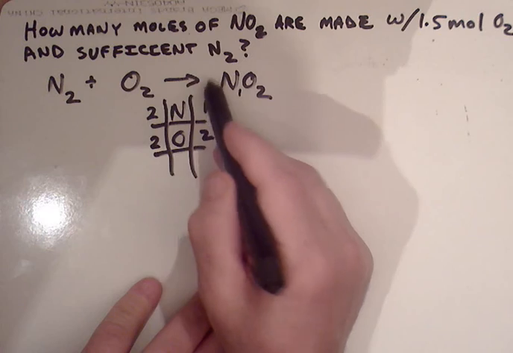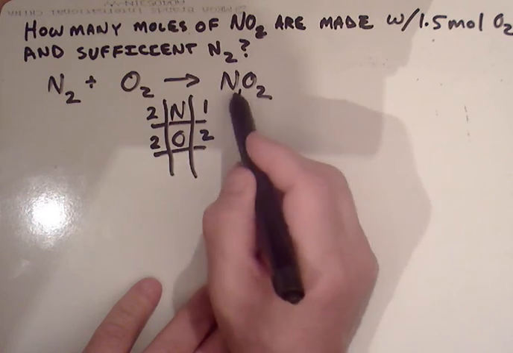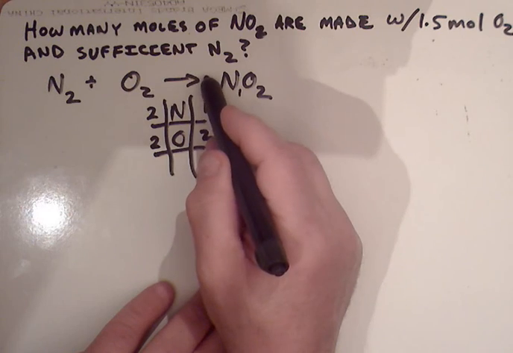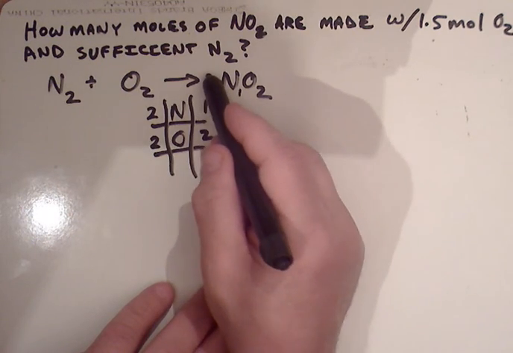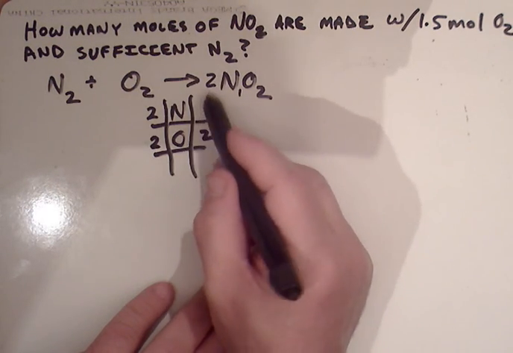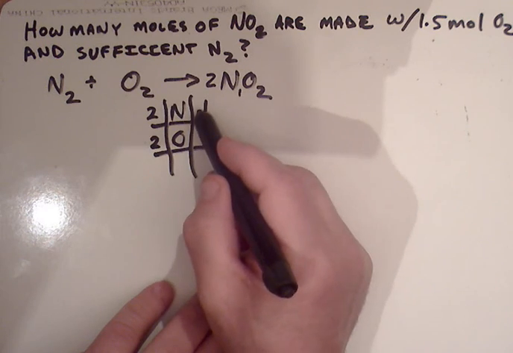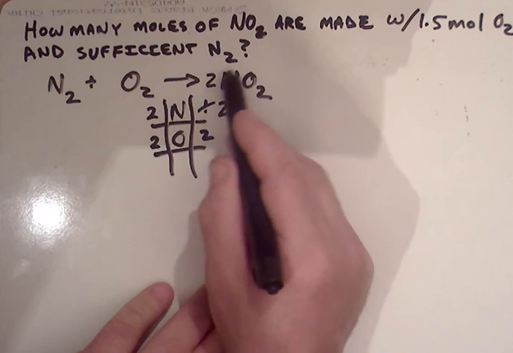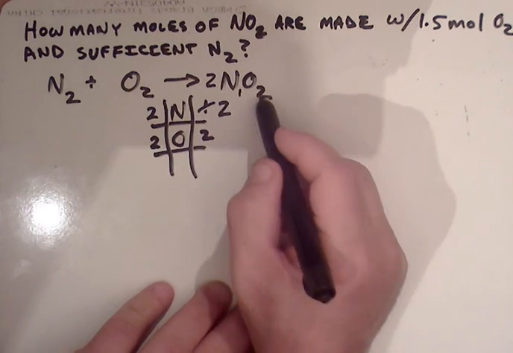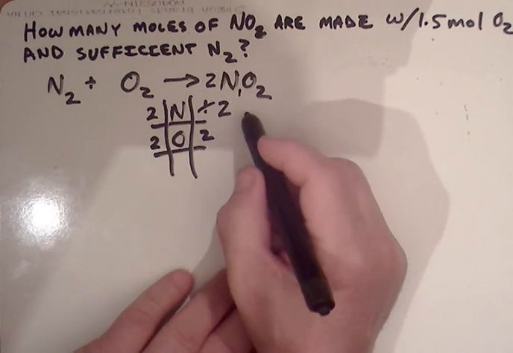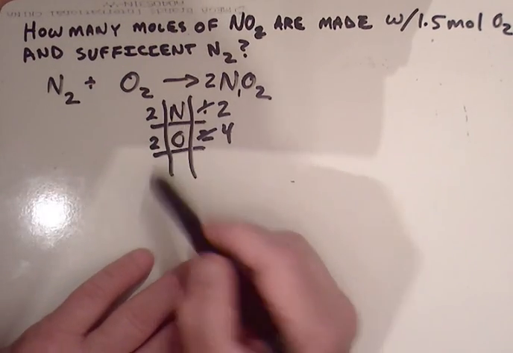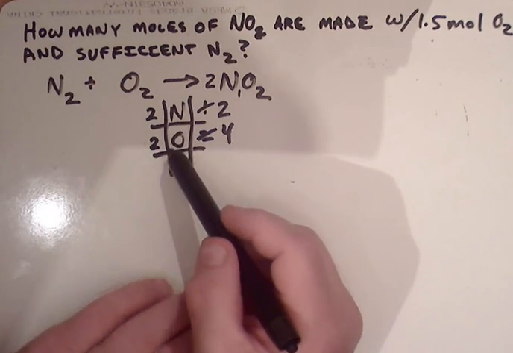Well, you remember you can't change the subscripts. You have to use the coefficient. So I want 2 nitrogens. That's 2 times 1 is 2. But remember, this coefficient applies to the whole chemical formula, so 2 times 2 is 4. So our nitrogens are now balanced, but our oxygens are not.